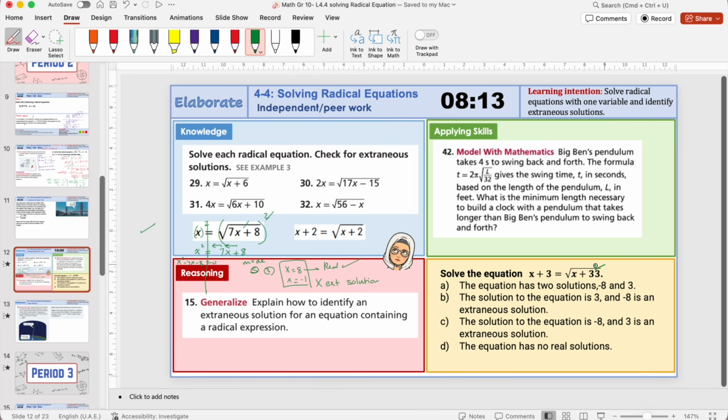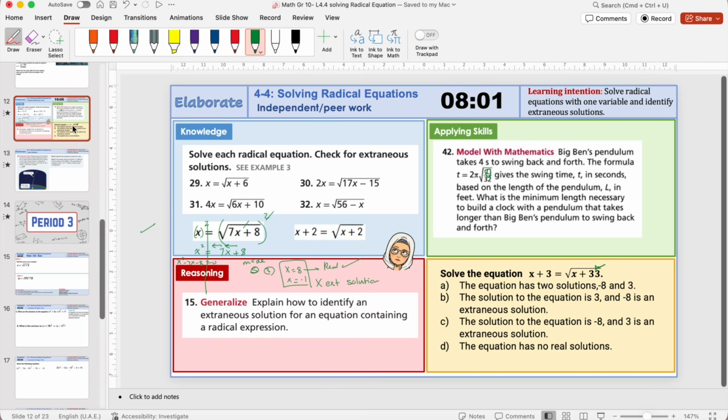Here, same case. Solve word problems. They want you to isolate L. So not a big deal actually. It's an easy question as well.